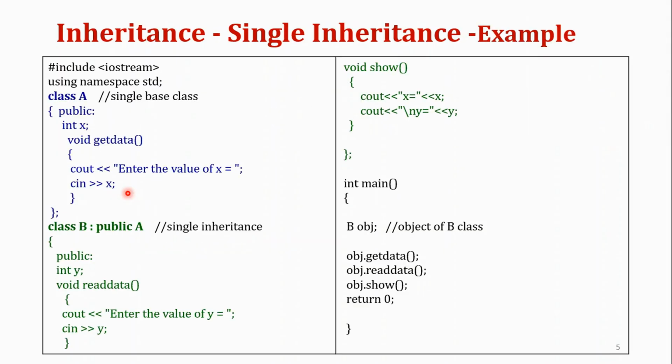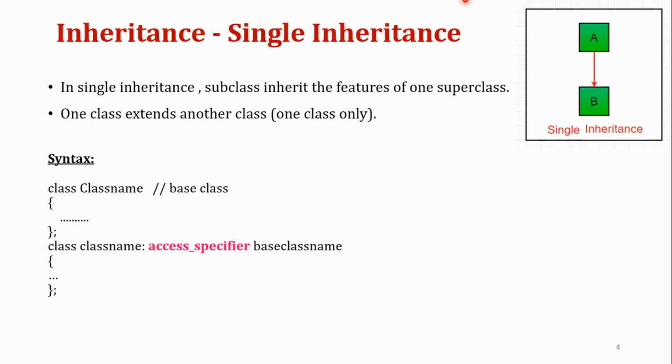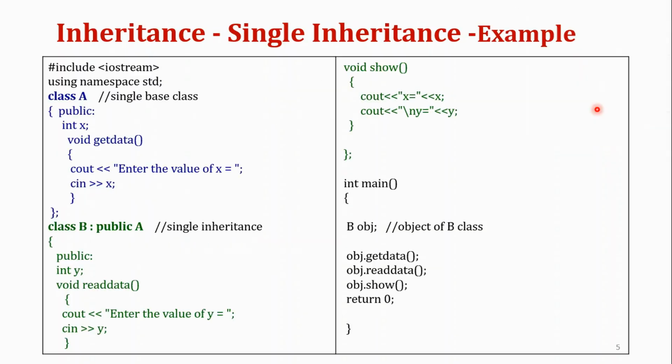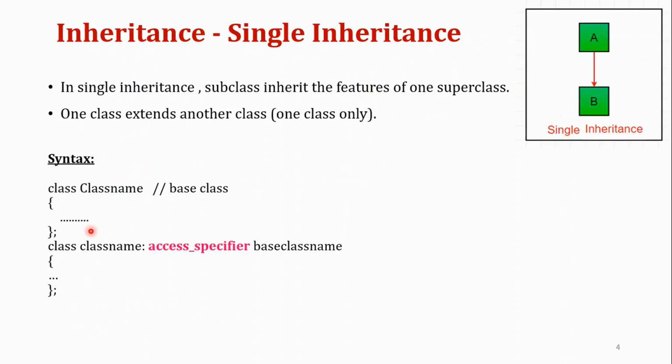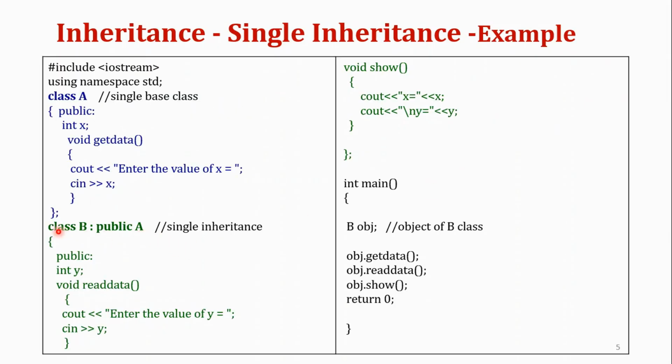Let us see the example. From the diagram, I'm implementing the example. Class A is the base class and class B is the derived class. In public mode, I'm inheriting class A into class B: class B colon public A. A is inherited to class B in public mode, which means public stays public, protected stays protected, and private is never inherited.